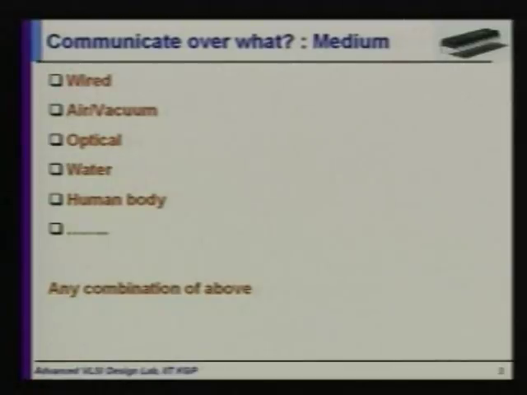We need a medium. The medium can be a wired medium, air or vacuum, that is a wireless link, optical, water like submarine communication, and of course there are some special sorts of communication coming up nowadays, like implanted sensors, which are essentially implanted into the human body. So the human body can be a medium. And after going through the human body, the signals will be passing over the air, then it would go through wires. So any of the above combinations can be considered a medium.